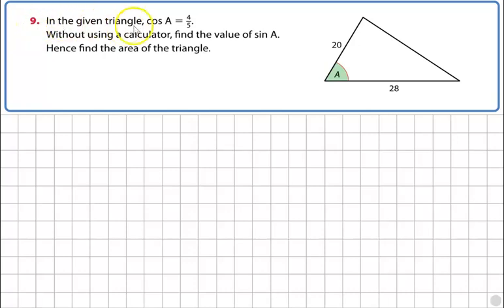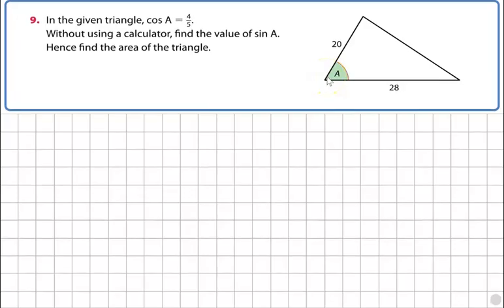In the given triangle, cos A equals 4 over 5. Without using a calculator, find the value of sine A, hence find the area of the triangle. So we have angle A, we have a side of 20 units and another side of 28 units.